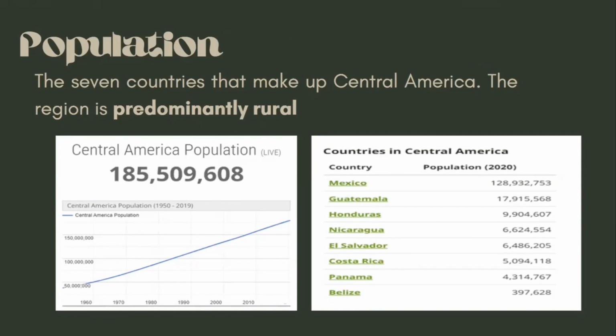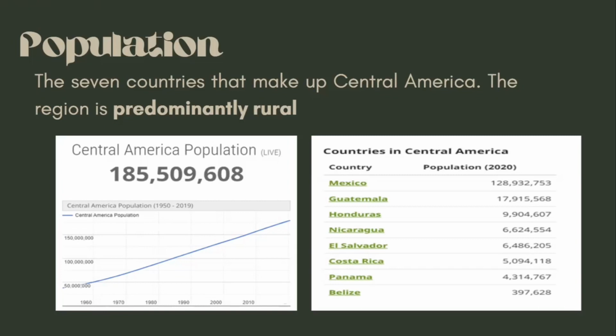Now, one of the key factors is the legacy of colonialism and imperialism in the region. Now, the countries of Central America were actually colonized by European powers, primarily Spain, and this history has had a profound impact on their development.